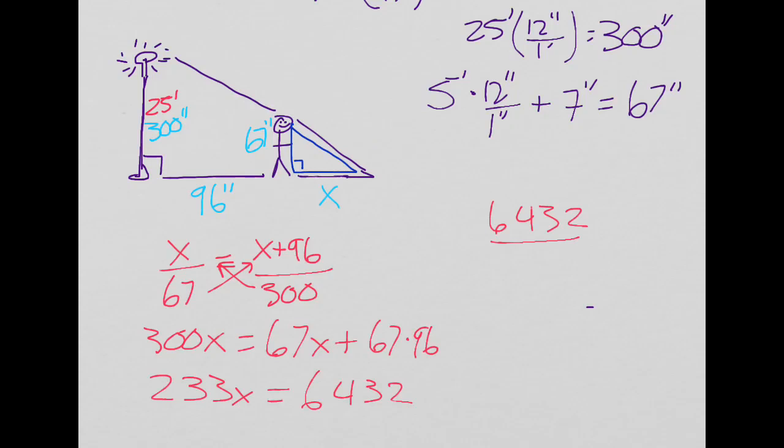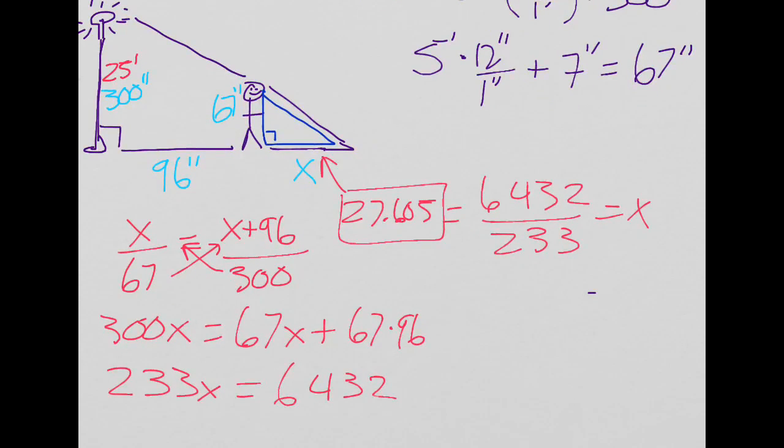And so we can say 6,432 divided by 233 equals x, and that is 27.605. So x equals 27.605, and that, my friends, is the length of that dude's shadow in inches.